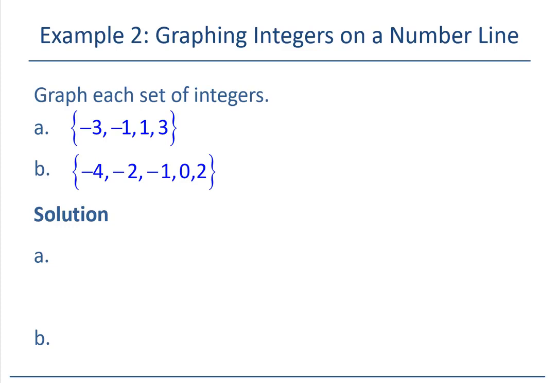Okay, graph each set of integers. These are integers because notice integers can be negative and positive, but they look like whole numbers. They look like regular counting numbers, so that's what you would define an integer as.